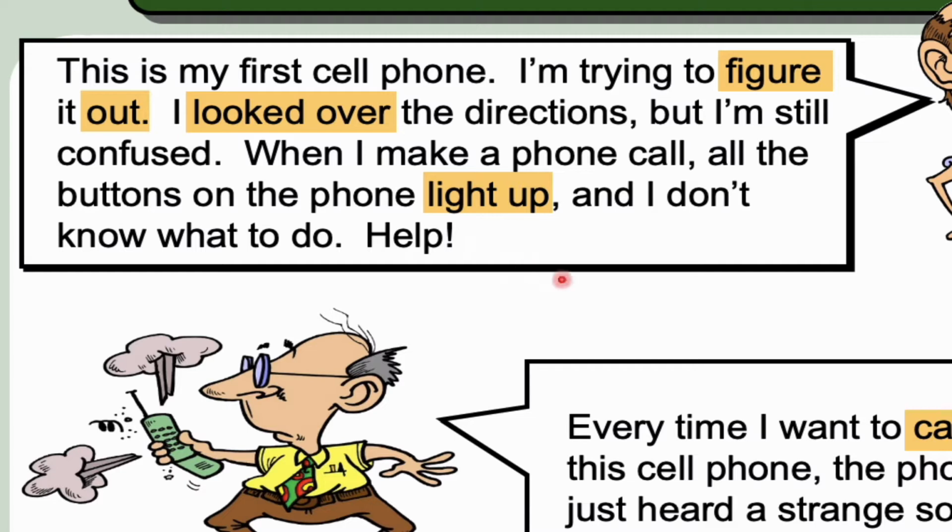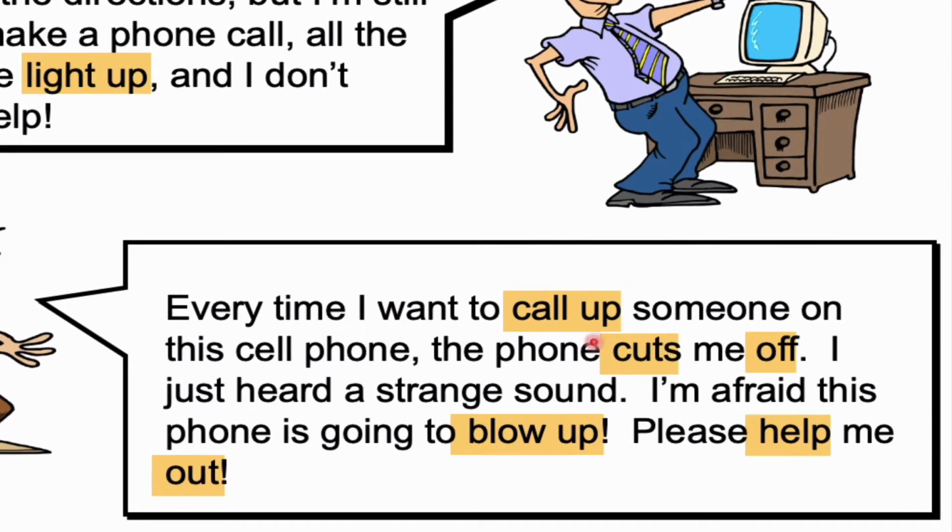From the phone. Excellent. Every time I want to call up, this is another phrasal verb. Call up means, yeah, good, to make a call. The phone cuts me off. Cuts me off, it's like to stop something. So here it means that the call ended by the phone. It cuts me off, it means to interrupt. It's like to interrupt or to stop someone from talking, right?